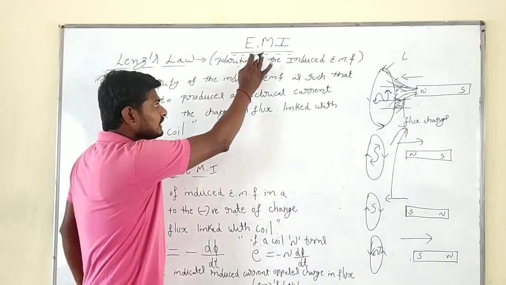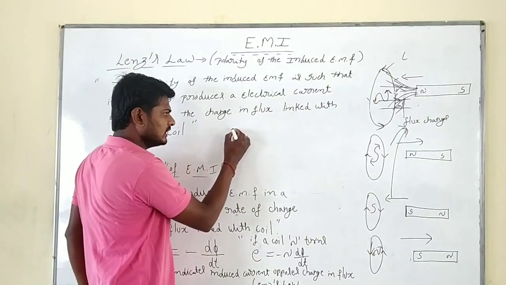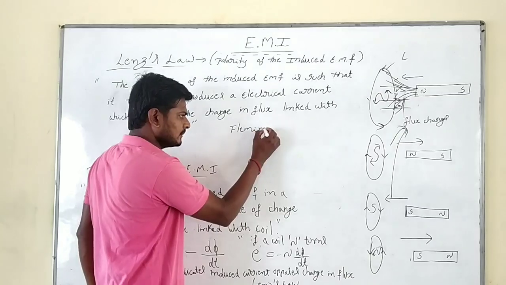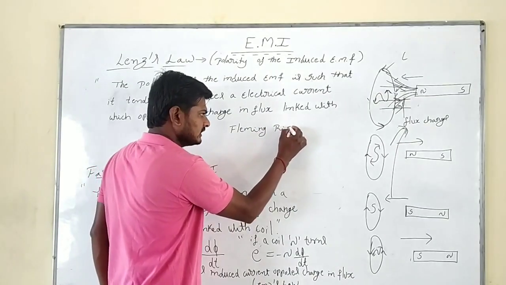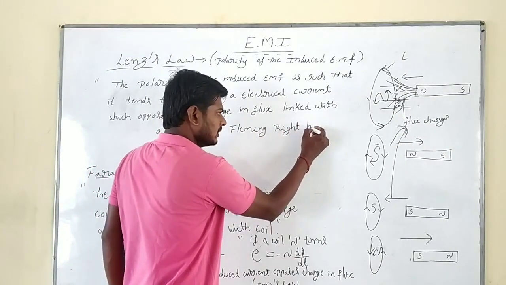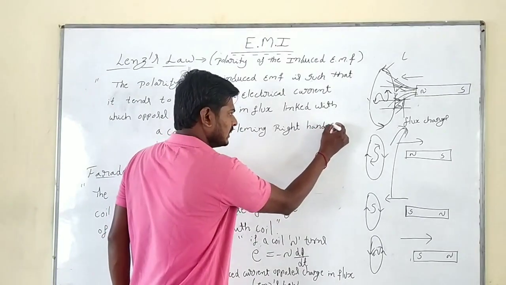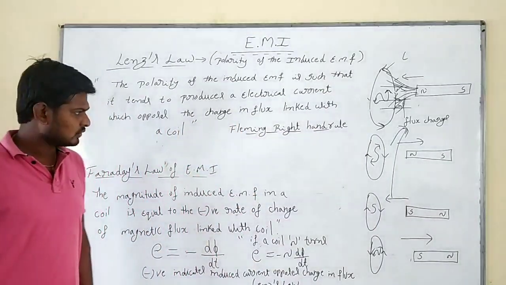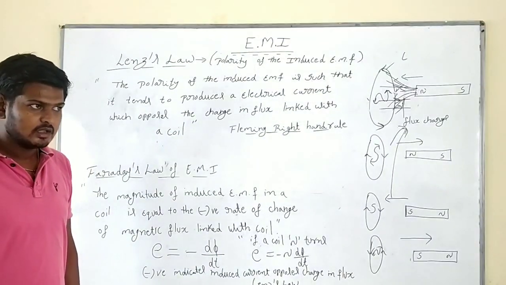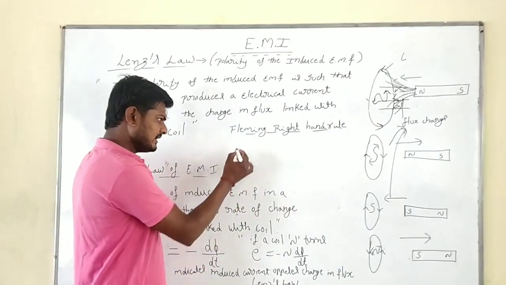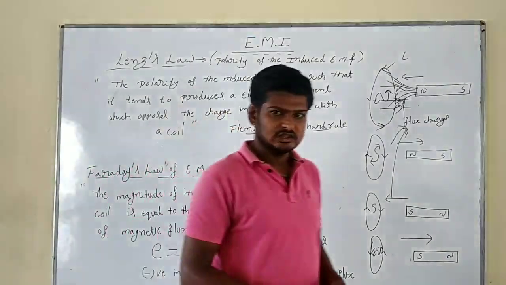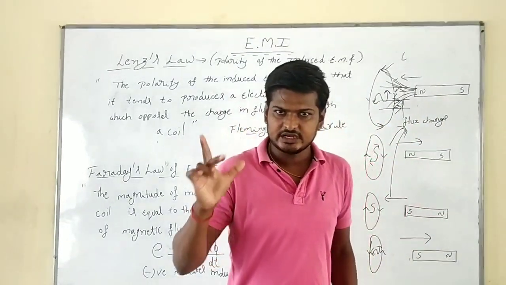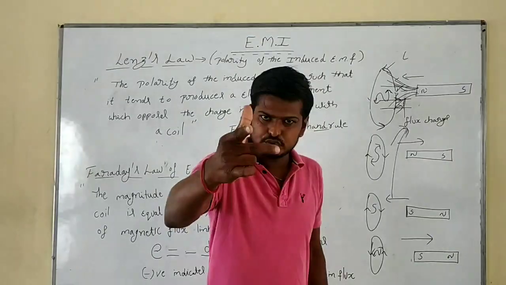The polarity of the induced EMF we can also find with the help of another rule, that is Fleming's right hand rule. In Fleming's right hand rule, what you have to do is take the first three fingers of the right hand and stretch them mutually perpendicular to each other.